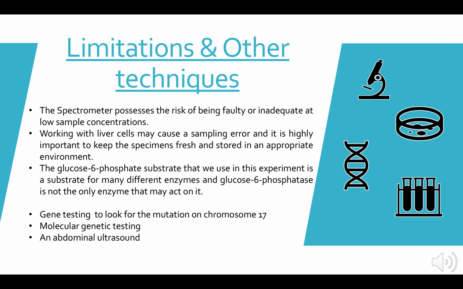Other techniques for diagnosis of von Gierke disease may be through gene testing, which takes a DNA test to look for the mutation on chromosome 17. Molecular genetic testing is based on levels of glycemia, lactidemia levels, and if the uric acid, cholesterol serum, and triglyceride levels have increased, this indicates that there is no glycemic response to glycogen, which confirms the disease.